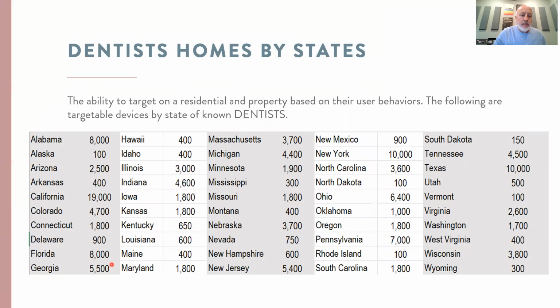This chart below, I did pull the analytics to see how many devices we could target by state of people that are known dentists. Some of these are a little bit bigger than others. Some of them are much smaller, but you've got to think, if you are targeting Hawaii and there's 400 devices that we know are dentists, the ability to target them is extremely powerful. So again, we would upload the list of all the dental offices and we could geofence them. Then we can also target people who are known dentists through audience curation for advertising.